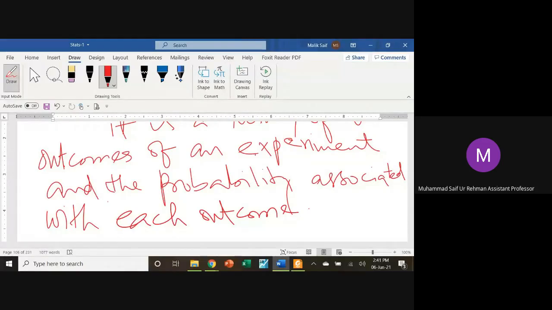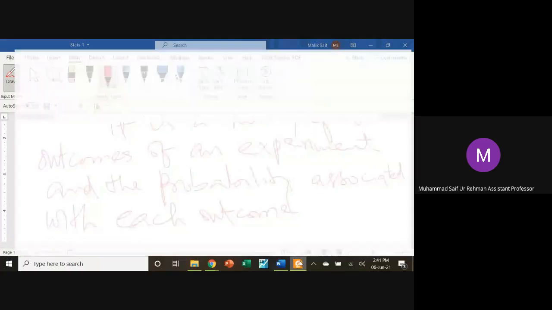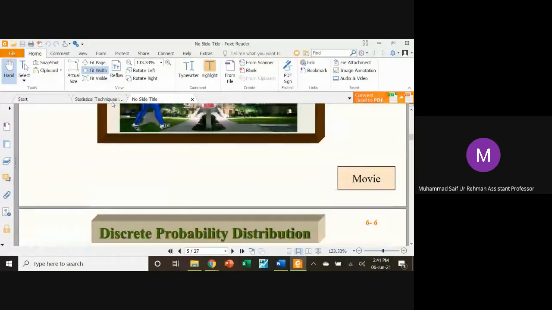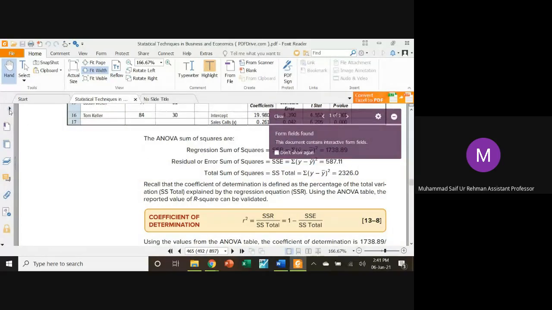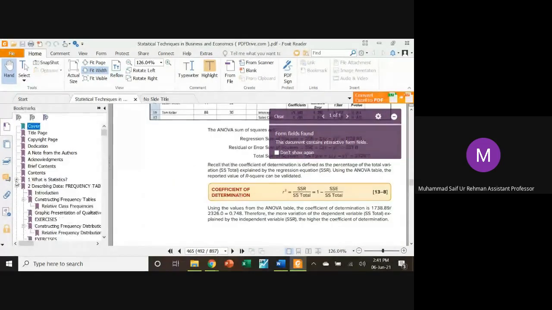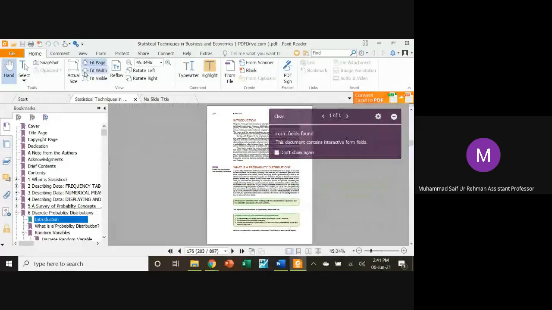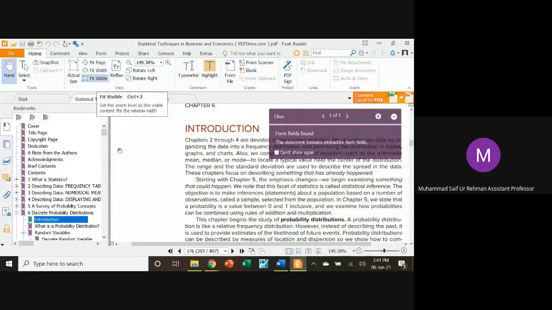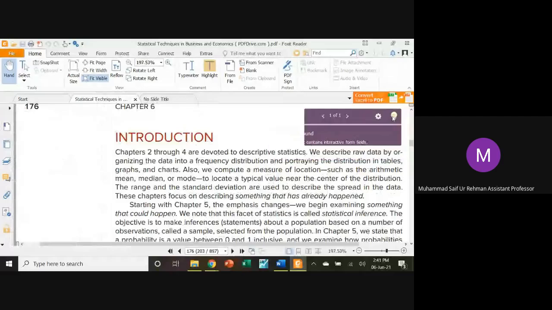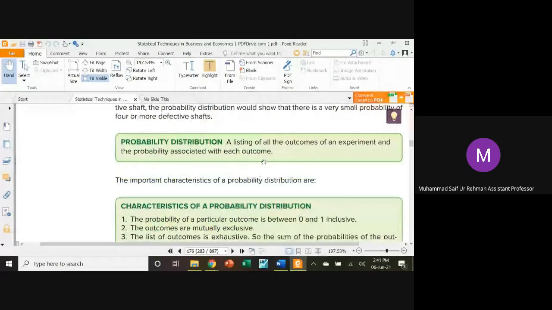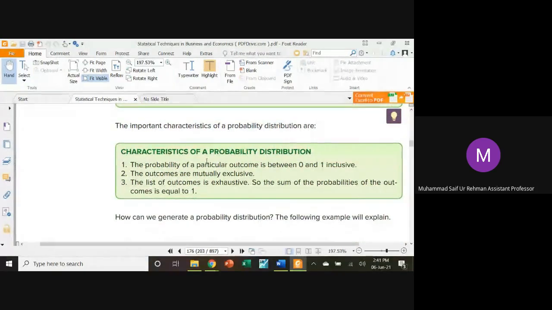Then there comes the characteristics of the probability distribution. So if you see in your book, these are the slides, but better would be if I use your book. Let me open the chapter. So this is the definition that I have written over here: a listing of all outcomes of an experiment and the probability associated with each outcome. We will see later on in some example. But before that, see the characteristics of the probability distribution.